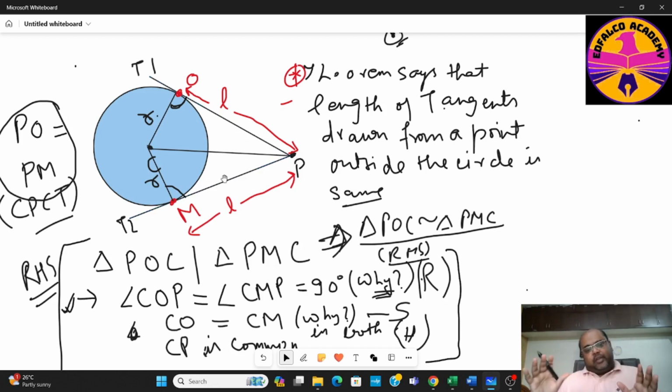And now this is true for any circle and tangent scenario where you are drawing a tangent from a point outside the circle. The tangent lengths are going to be the same. So hope this is clear.